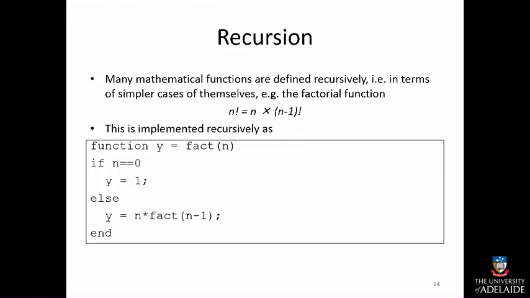And this 4 factorial can also be written as 4 times 3 factorial, and this would be 3 times 2 factorial, and this would be just 2 times 1. Okay?